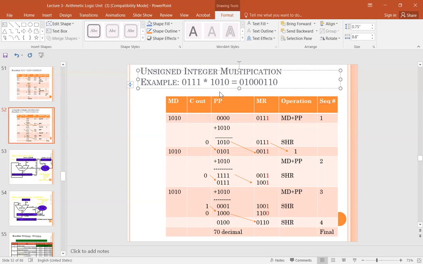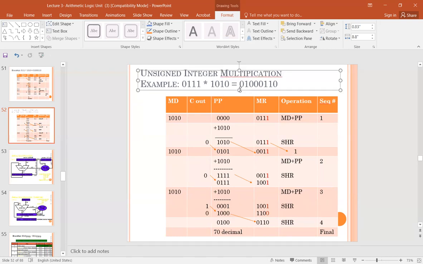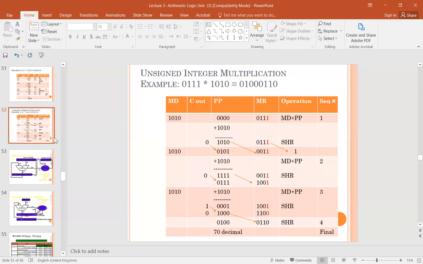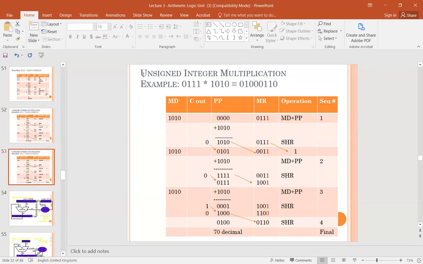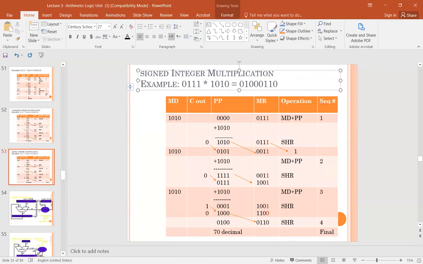Now, if we want to do a signed multiplication, we have two different ways of doing it. One way is to take these numbers. Let's say I will do the signed multiplication. So this is, let's say, plus 7 multiplied by minus 10. What we will do in this case is complete the multiplication as is. And once we are done, then we will check the sign.